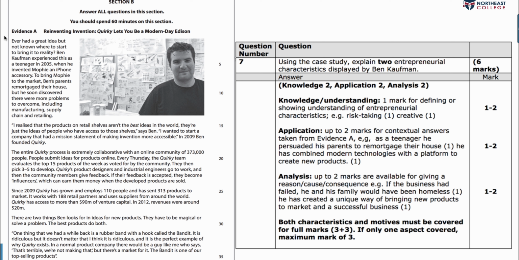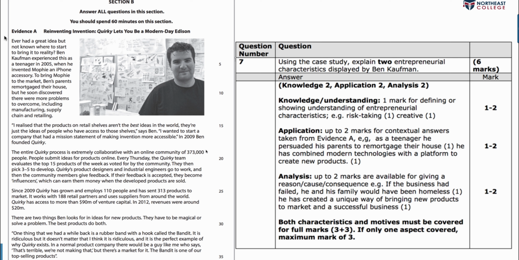So I realized that the product on retail shelves isn't the best idea in the world, it's just the ideas of people who have access to those shelves. So you see, it's talking about best idea. Creativity should come to your mind as well. I wanted to start a company that had a mission statement of making invention more accessible. In 2009, Ben founded Quirky. Guess what? He's thinking about creativity. So that's one characteristic you could talk about. But let's see which, because they only say two, there's so many you can pick from here.